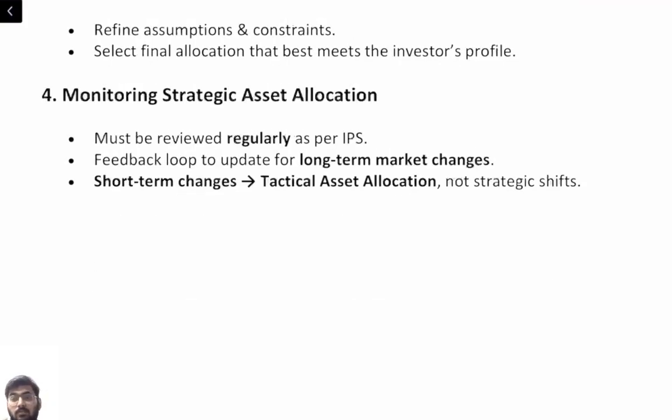Clear? So now once you have defined your portfolio, what you have to do is regularly monitor it as stated in the IPS. Monitoring will include performance reviews, risk reviews, and market condition reviews. Clear? And it will go towards a feedback loop, which means learn from the outcomes and update the assumptions. So if long-term market changes occur, then revise your strategic allocation. If a short-term market change occurs, then use some tactical allocation, and that too for a short time.